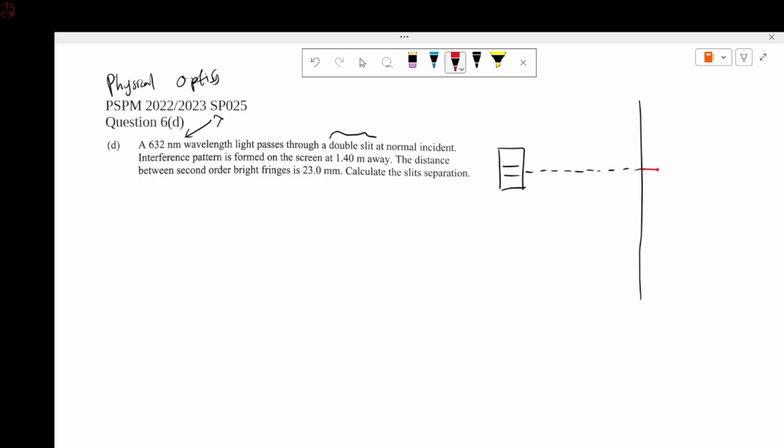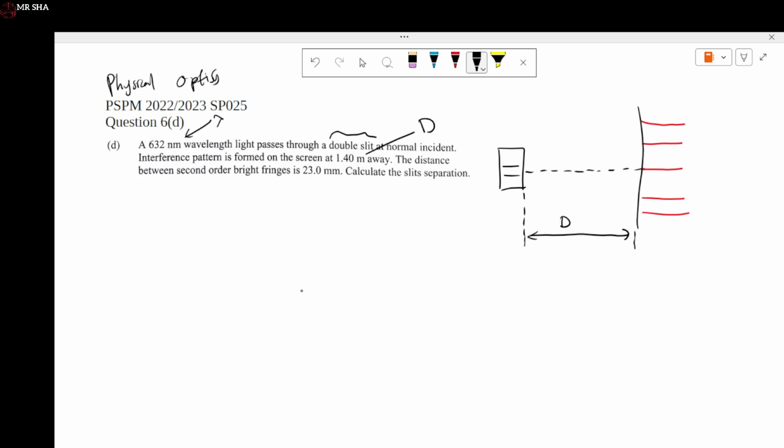Let's just use red for the central maximum. And then I have my first one, and then my second one, my first one, and then my second one. Let me just rescale that. So an interference pattern is formed on the screen 1.4 meters away. So that's my distance from the slit to the screen. Here's my slit, and that's my screen.